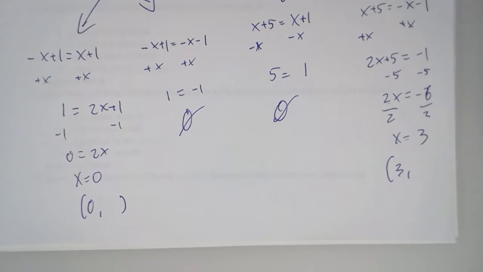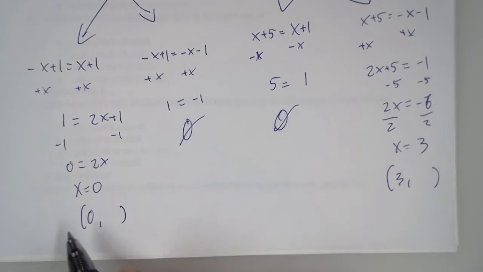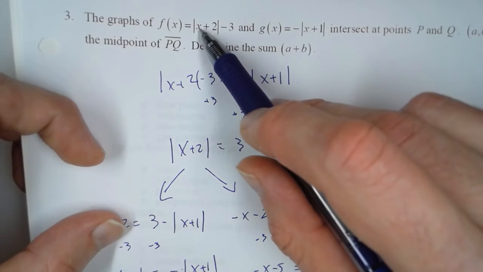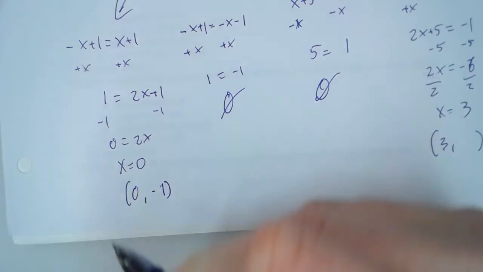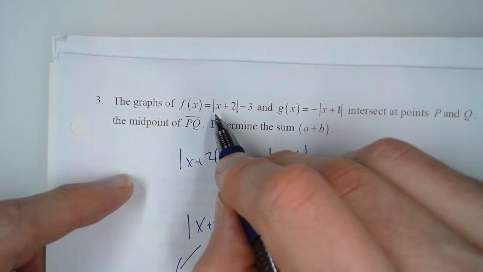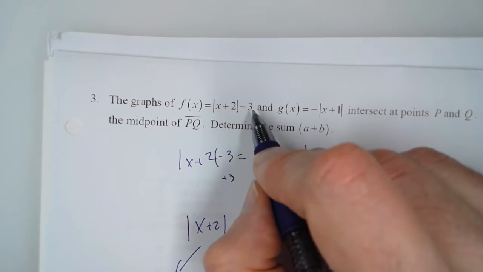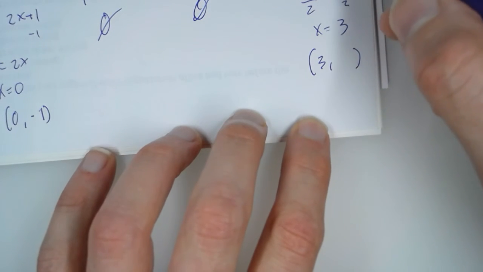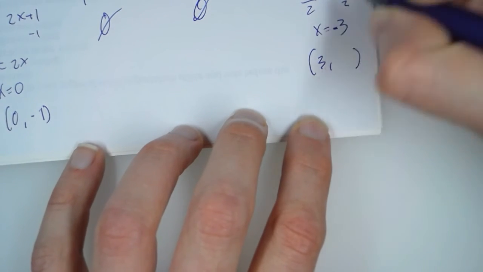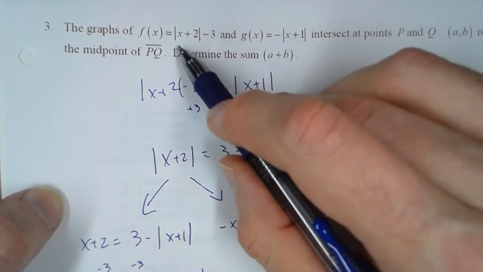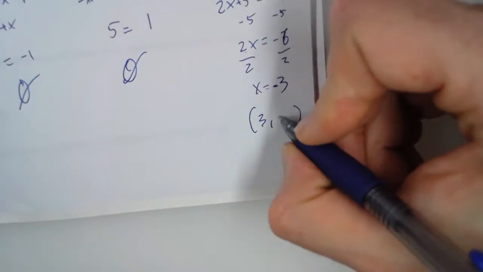Now what's nice is these are the points of intersection, which means I could plug in 0 and negative 3 into either one and I should get the same answer. So if I plug 0 into here, 0 plus 2 is 2, minus 3 is negative 1. And then I'll plug negative 3 into that same equation. Whoops, sorry, I said 3 before. My apologies. If I plug in negative 3, negative 3 plus 2 is negative 1, but that becomes a 1. Minus 3 becomes negative 2.